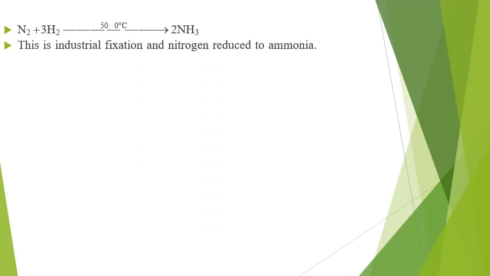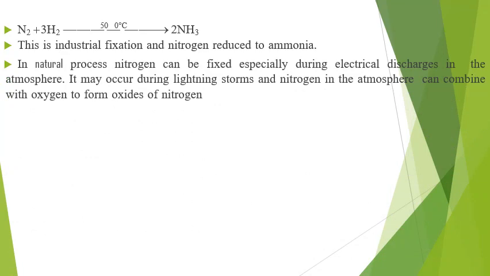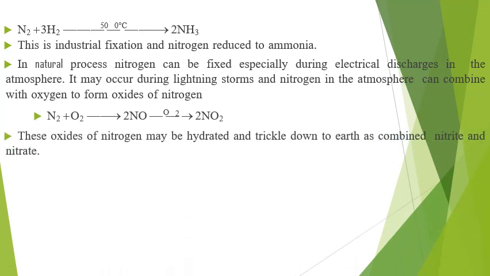This is industrial fixation, with nitrogen reduced to ammonia. In natural processes, nitrogen can be fixed especially during electrical discharges in the atmosphere. It may occur during lightning storms, where nitrogen in the atmosphere can combine with oxygen to form oxides of nitrogen. These oxides of nitrogen may be hydrated and trickle down to earth as combined nitrite and nitrate.